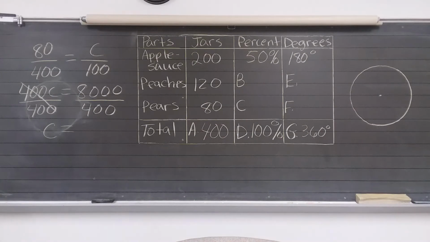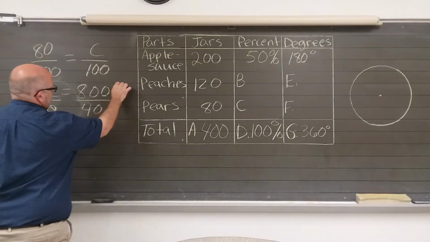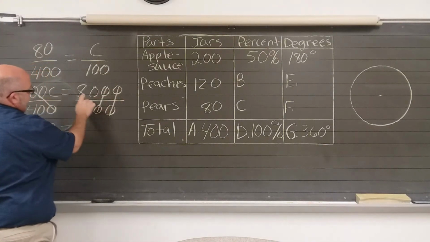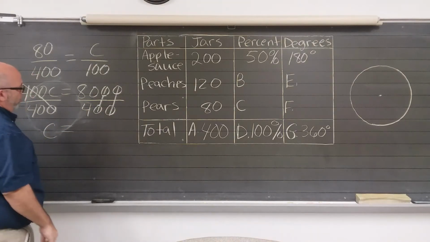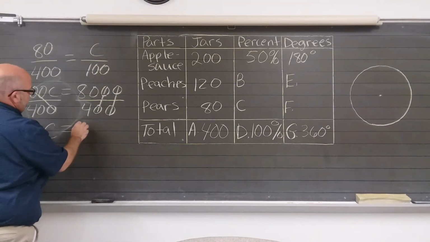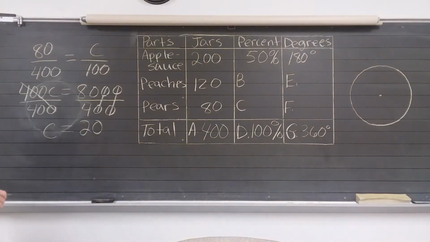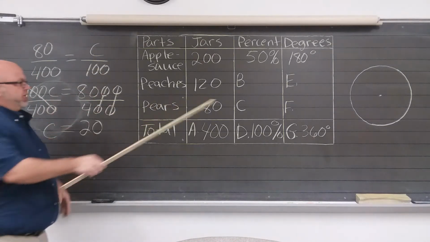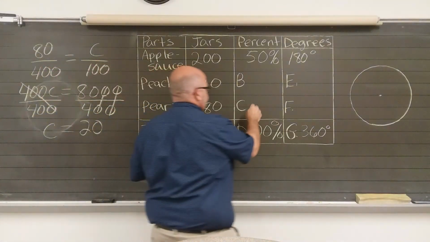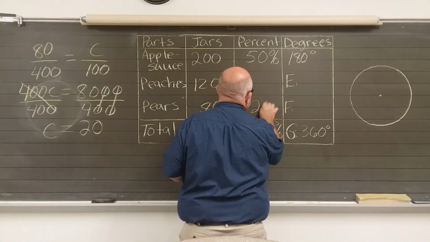Let me make sure you can see this all good enough. That should work. Hack a couple zeros off. 80 divided by 4 is what? 4 into 80 would be 20, right? So C equals 20%.